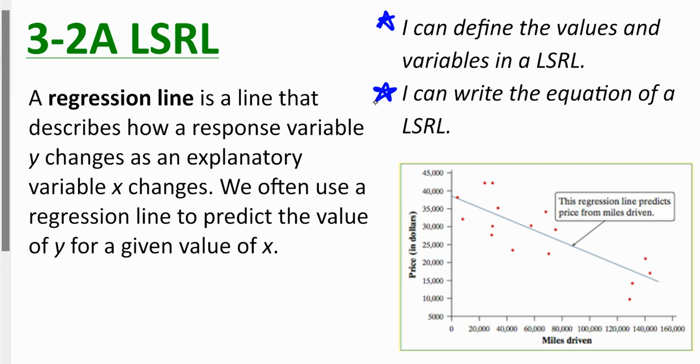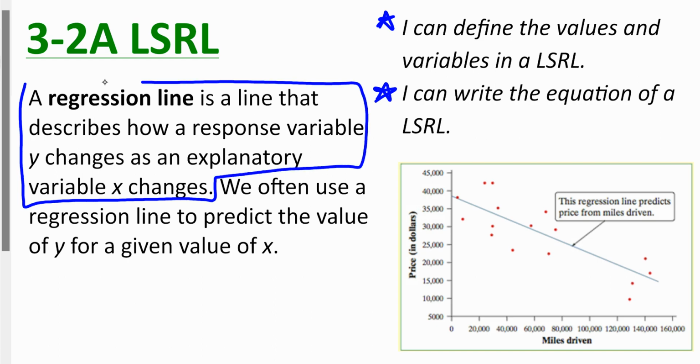All right, so what is a regression line? A line of regression is a line that kind of shows, and you might have heard the term regressing towards the mean. It is a line that describes how a response variable, which is y, changes as an explanatory variable x changes.